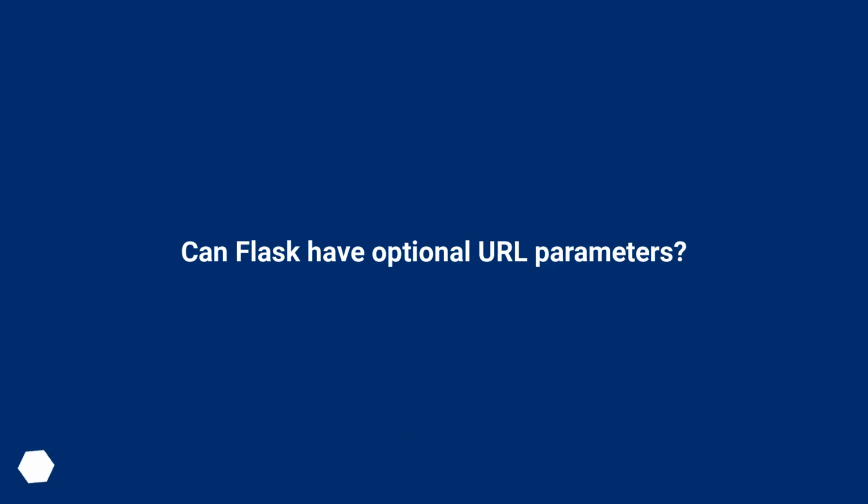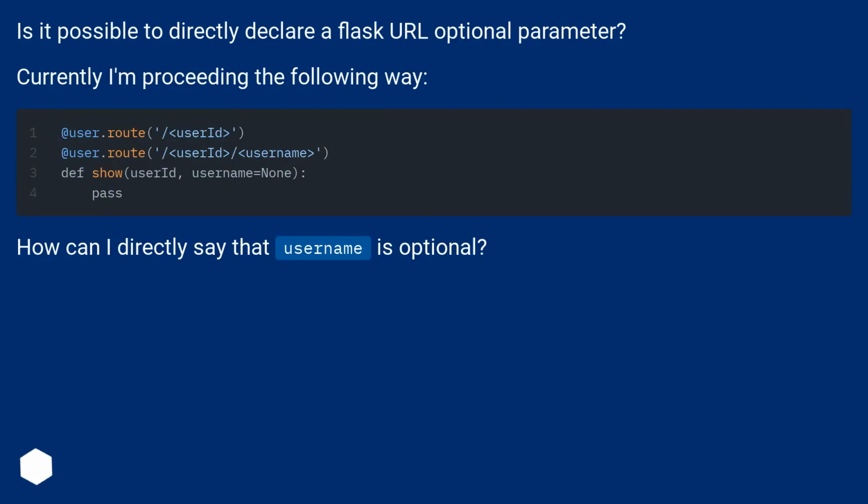Can Flask have optional URL parameters? Is it possible to directly declare a Flask URL optional parameter? Currently I'm proceeding the following way. How can I directly say that username is optional?